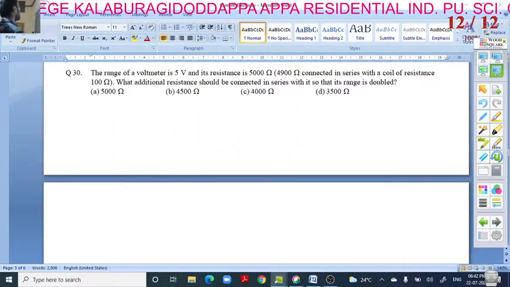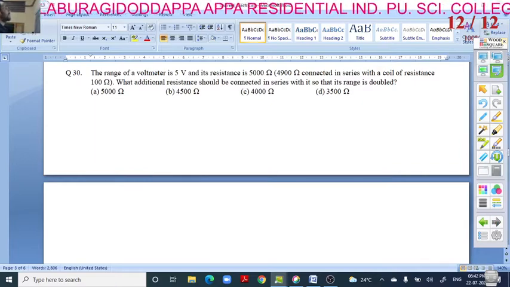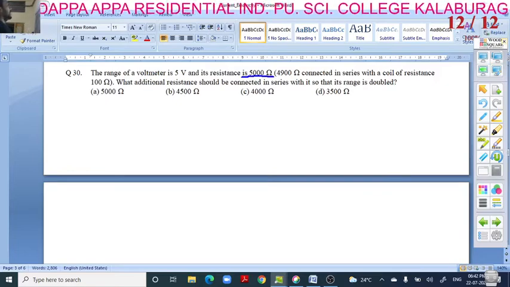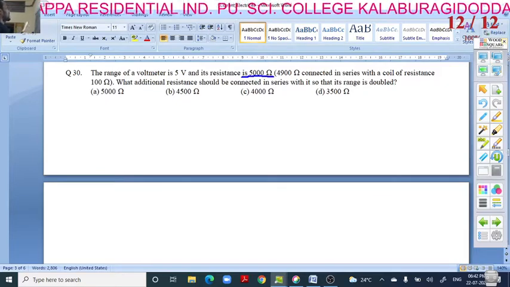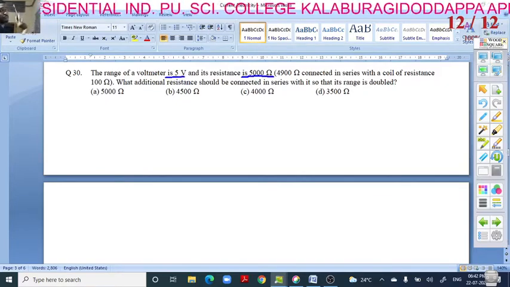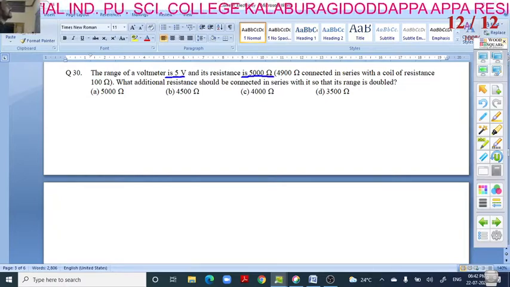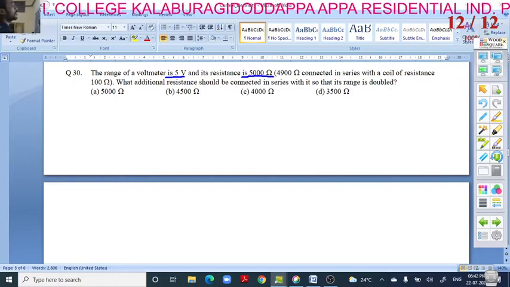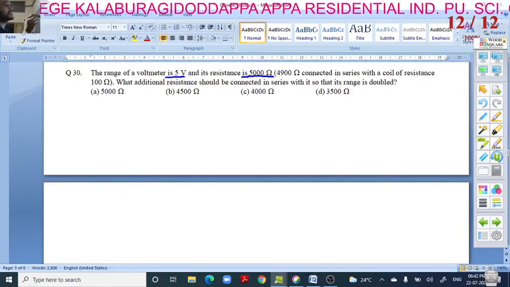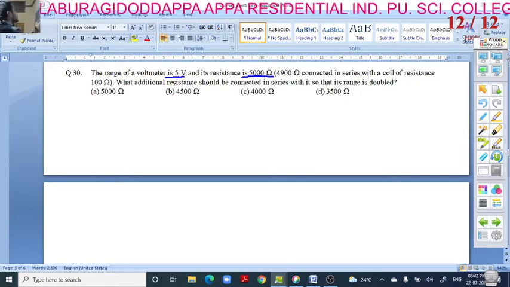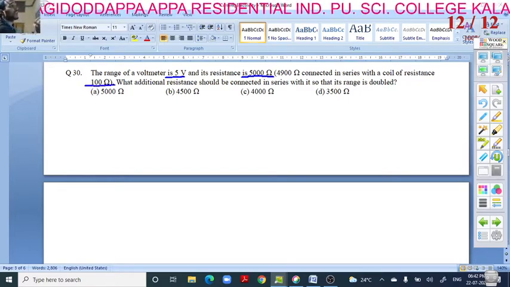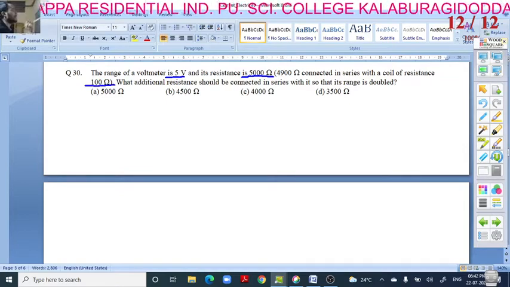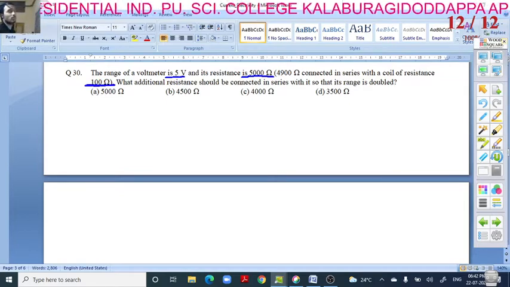Okay, see, the range of the voltmeter is 5 volt, maximum range is 5 volt, and its resistance is 5000 ohm. See, in brackets he has given 4900 ohm connected in series with a coil of resistance 100 ohm.